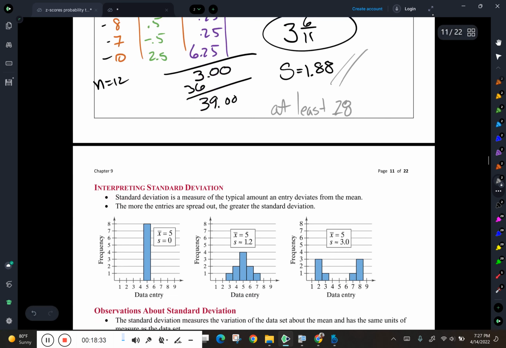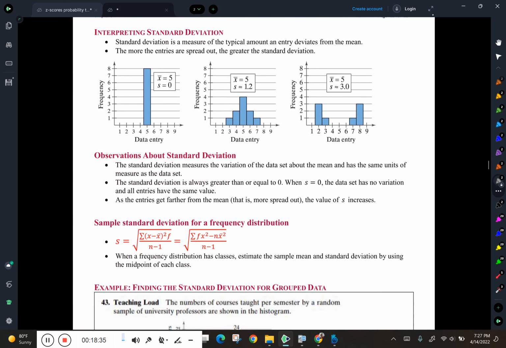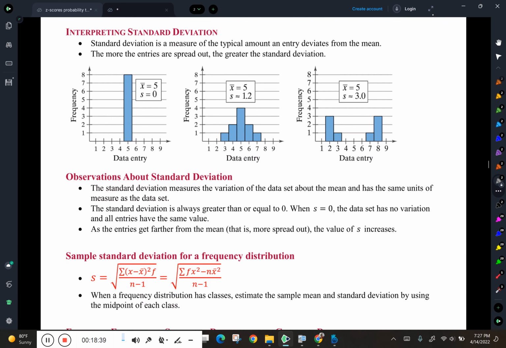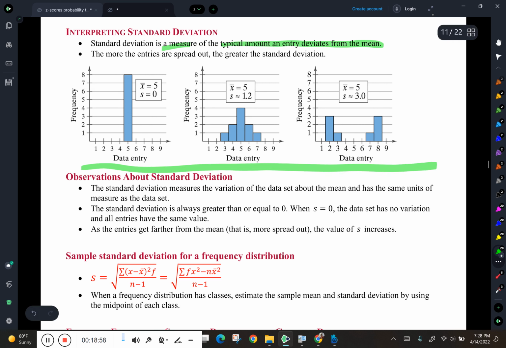Okay? Now, let's take a look at what the standard deviations mean. The standard deviation attempts to describe a measurement of the typical amount that an entry would deviate from the mean. So it's trying to average those deviations. I have 3 graphs here. They all have the same mean, but they all have different standard deviations.